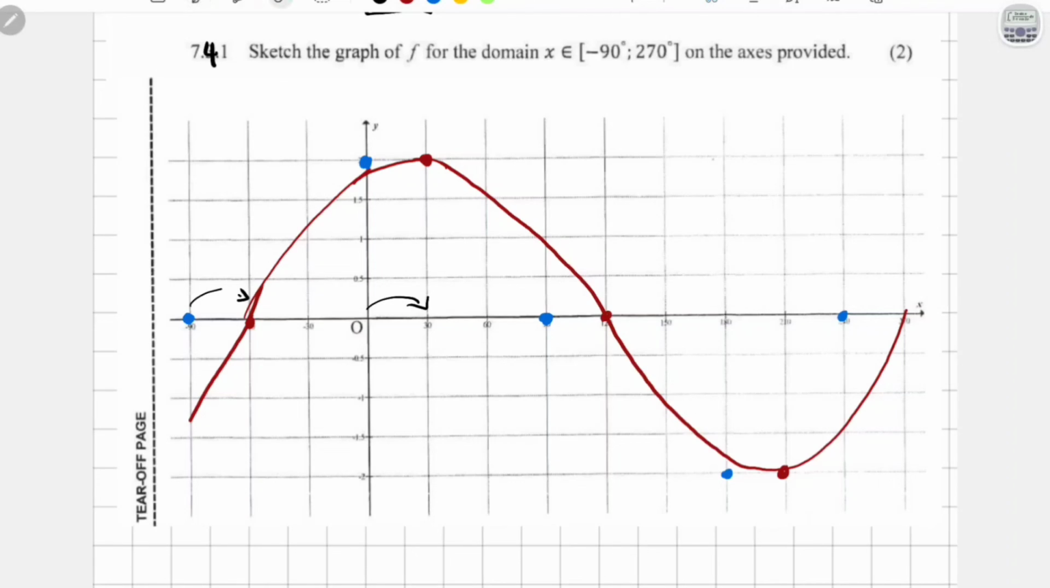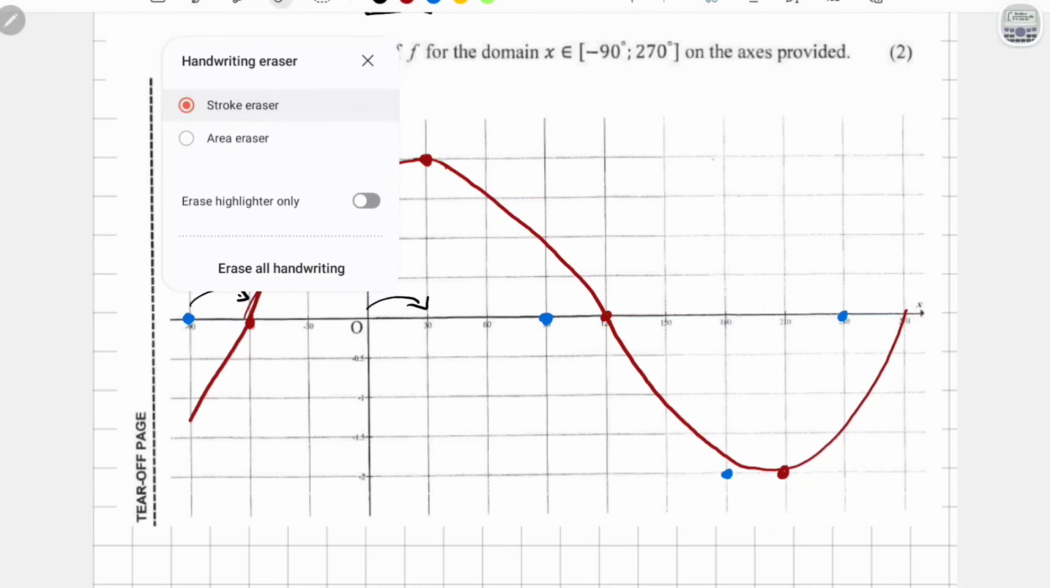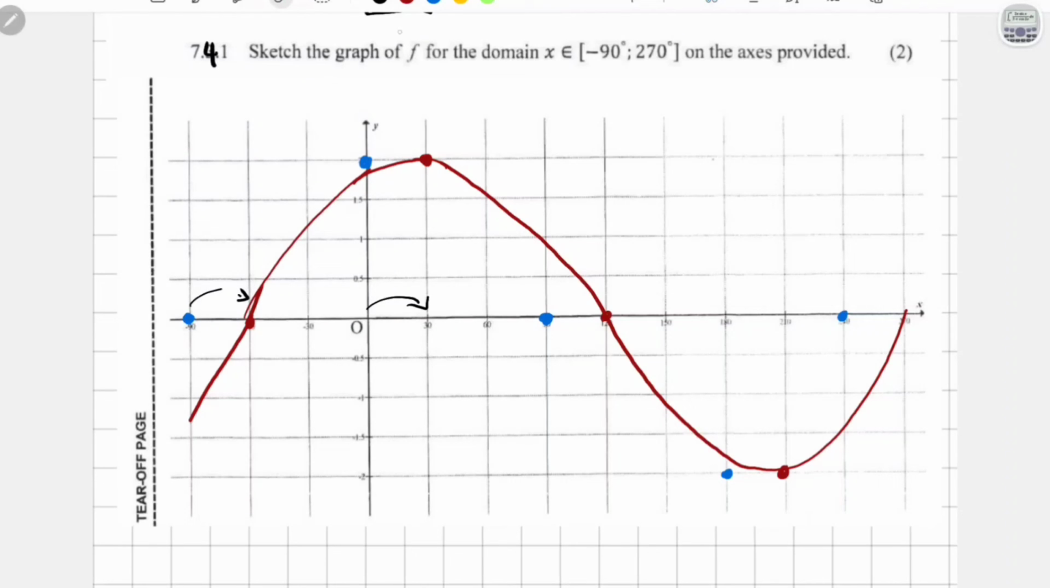But you could also just punch it in one by one. That would also still work out, but it will just take longer. Okay, and then just to be more precise, I'll just write down those key points because I know that that's what they're really looking for. 30 degrees and 2. And I know they're looking for that. That's 210 degrees and negative 2.